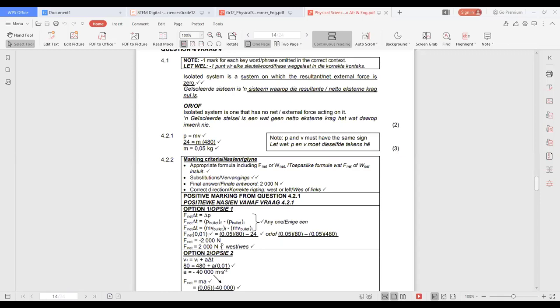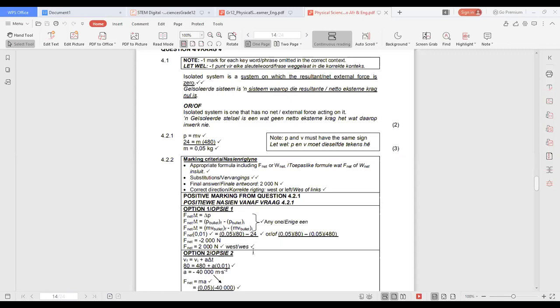So we're going to have the F net times the time, which they've already told us is 0.01 seconds, and that will be equal to, now we have the mass which we have calculated there, which is 0.05, times 80, which is the final velocity of the bullet. And then we minus 24, because 24 is the momentum that was already given to us. And therefore, the answer that we're going to get is minus 2,000 newtons.